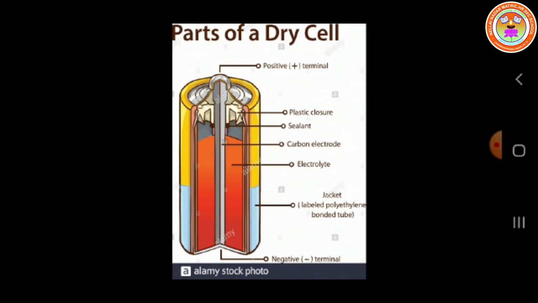The dry cell is not really dry in nature, but the quantity of water in it is very small, as the electrolyte is in the form of a paste. In other cells, the electrolyte is usually a solution, but here it is in the paste form.